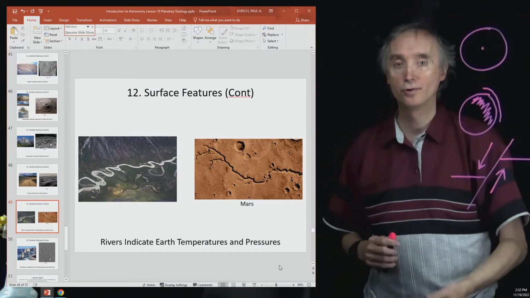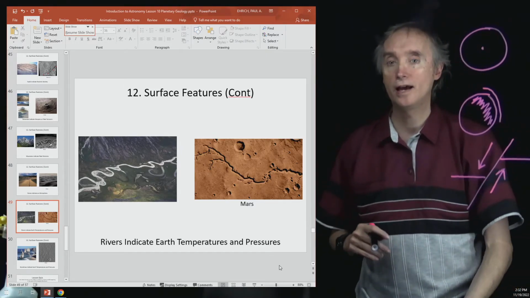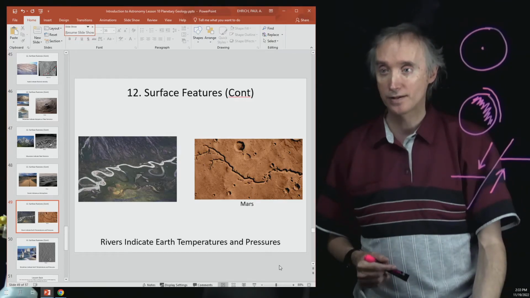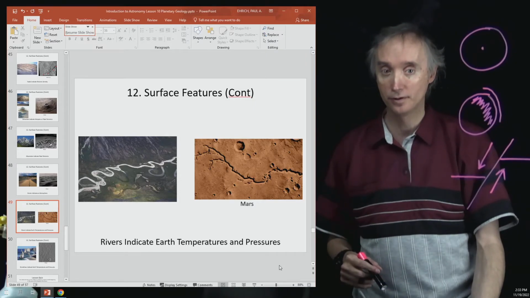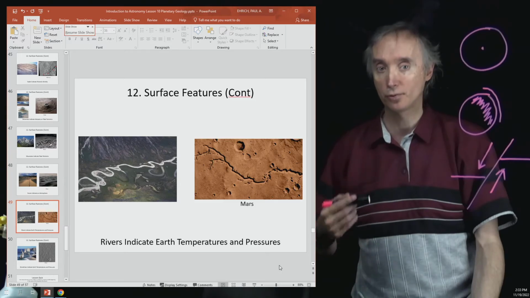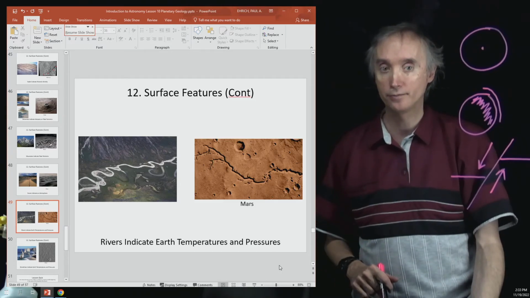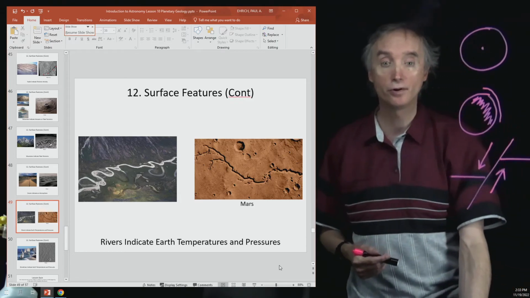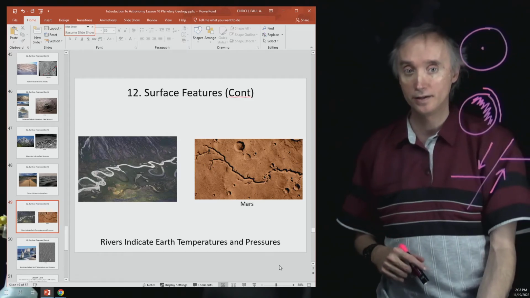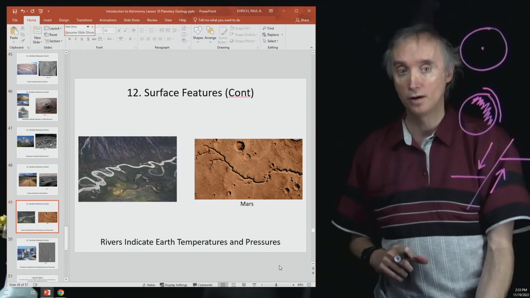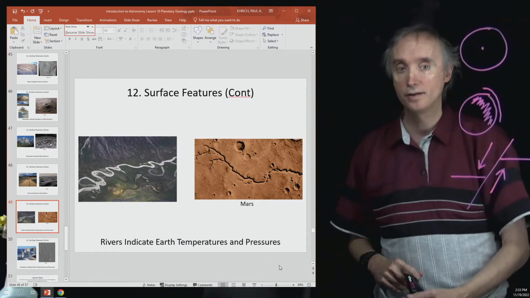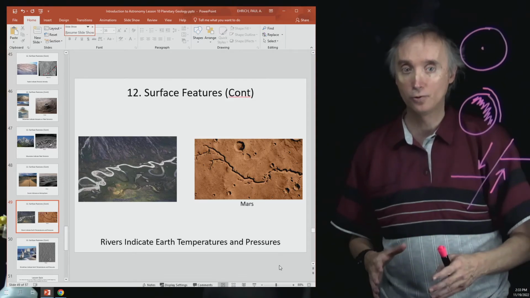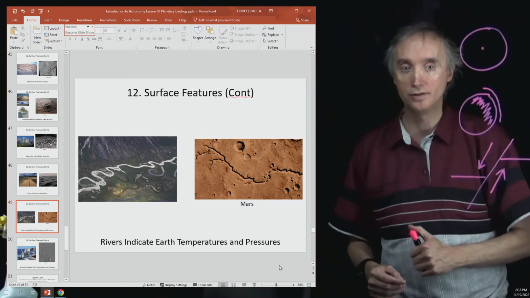Rivers. Rivers indicate that you had liquid water flowing on the surface of that planet. That's telling you something about the temperature of the planet, and it tells you something about the pressures on that planet. On the left-hand side is a river system on Earth, and on the right-hand side is a dry river system on Mars. That's an indicator that at one time Mars had flowing water. It doesn't have flowing water today, but in the past it did.